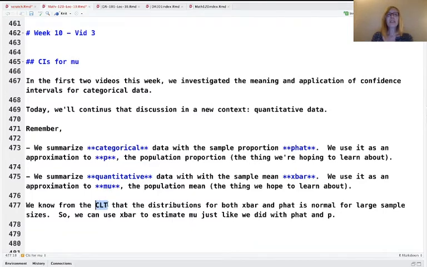Fortunately, you guys know that the central limit theorem works for both means and proportions. The central limit theorem tells us if our sample size is big enough, both x bar and p hat follow a normal distribution. So the technique works pretty similar for both of them. There are a few little details we're going to have to iron out, but the basic idea is the same.